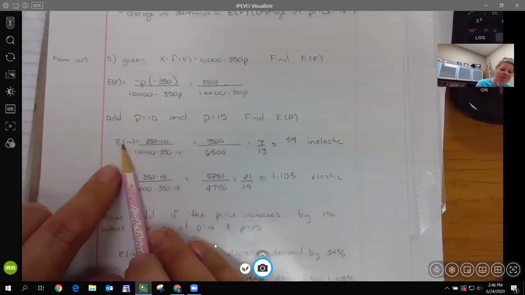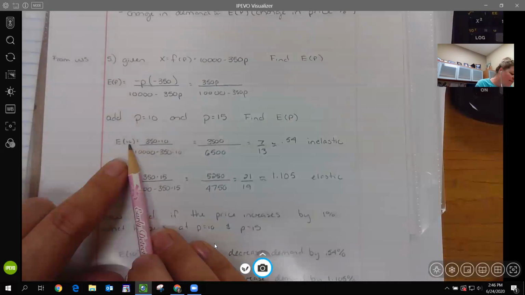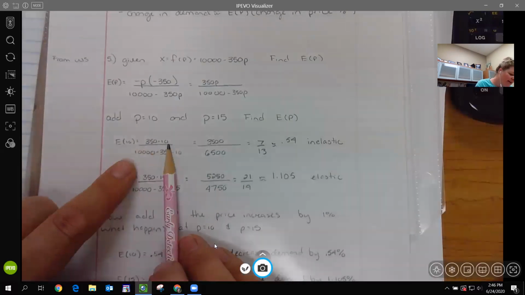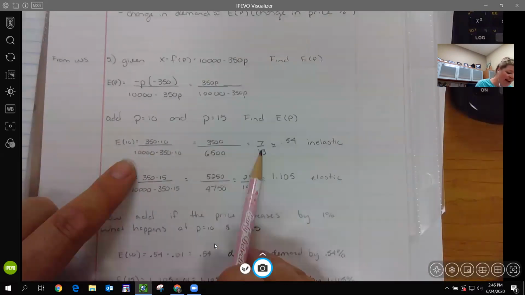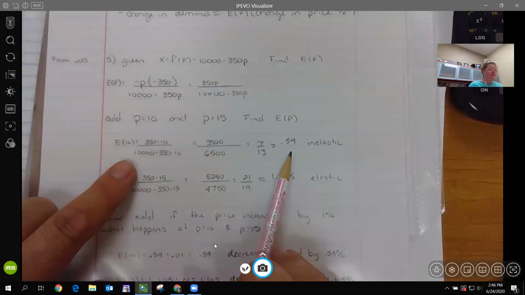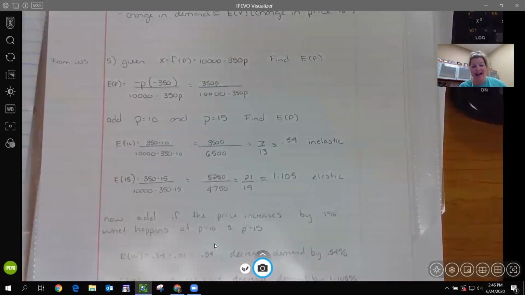So if I put 10 in, so EFP at $10, then we would put it into the formula here. Okay, and we're going to divide, and I'm going to get 0.54. That means I'm inelastic at $10 for this burger. Oh, I like that it's a burger still.